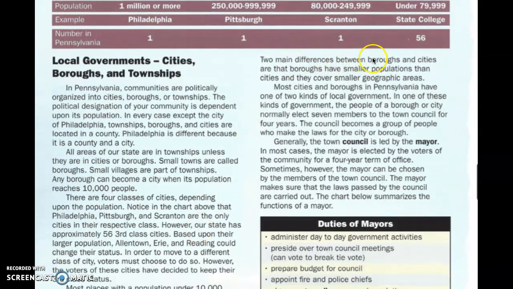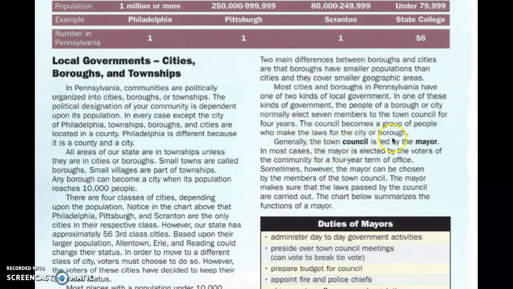Two main differences between boroughs and cities are that boroughs have smaller populations than cities, and they cover smaller geographical areas. Most cities and boroughs in Pennsylvania have 1 of 2 kinds of local government. In one of these kinds of government, the people of a borough or city normally elect 7 members to the town council for 4 years. The council becomes a group of people who make the laws for the city or borough.